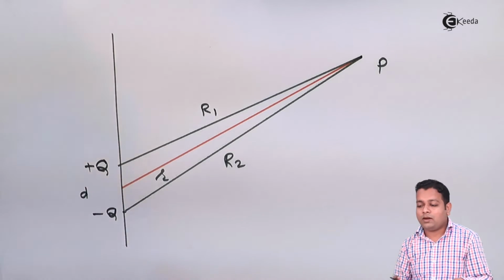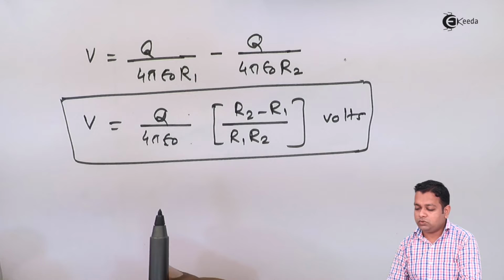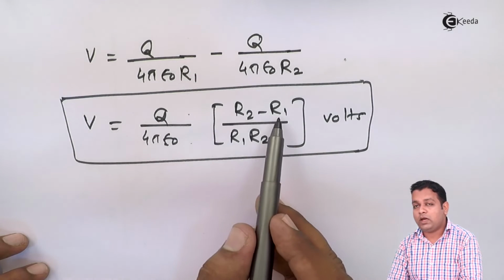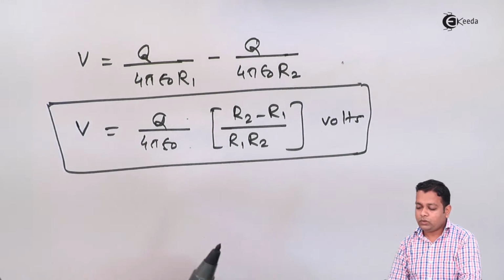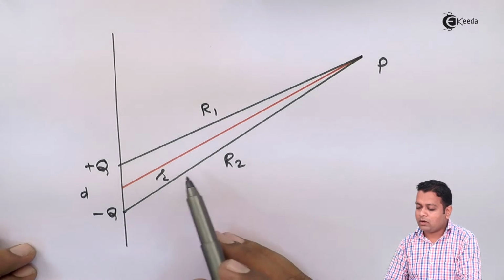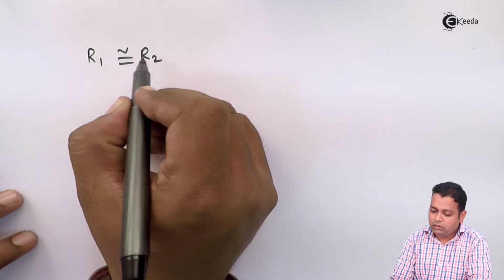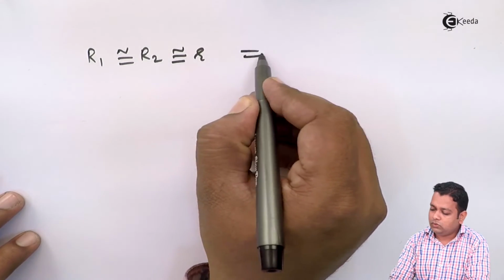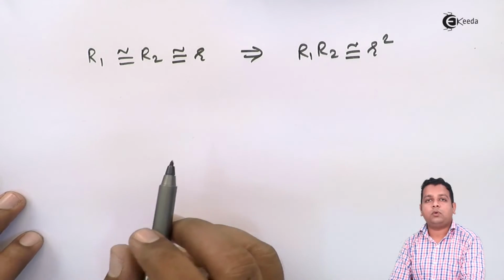Just now we have added the potentials at field point P due to the positive charge and the negative charge. We got this expression, so this potential V depends on the difference R2 minus R1 and the product R1 into R2. Now because of the comparison of distance d with R1, R and R2, approximately we can write R1 approximately equal to R2 approximately equal to small r. Also the product R1 into R2 is nothing but r square.